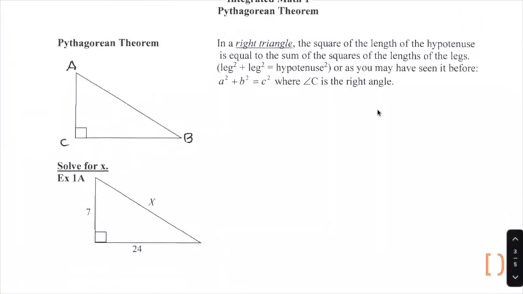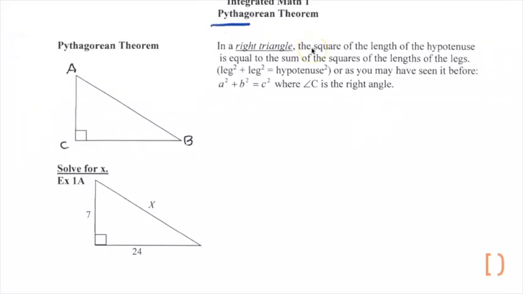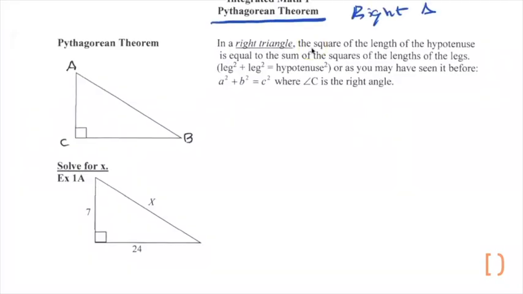Okay. Now let's talk about the Pythagorean theorem. The Pythagorean theorem only works for right triangles. So it has to be a right triangle. So Pythagoras figured out, in a right triangle, remember we have a couple things. This is the right angle. This is the hypotenuse. And these guys are the legs.